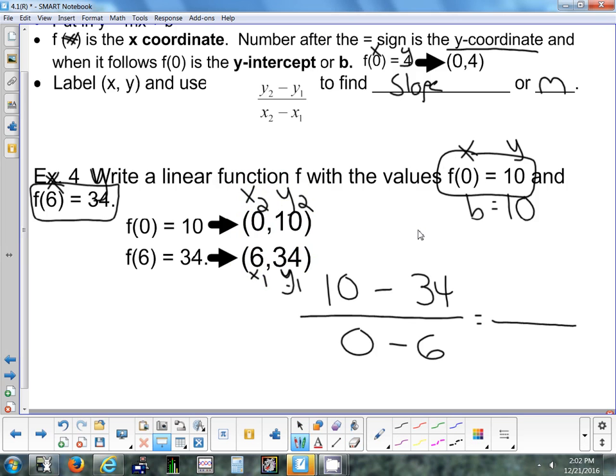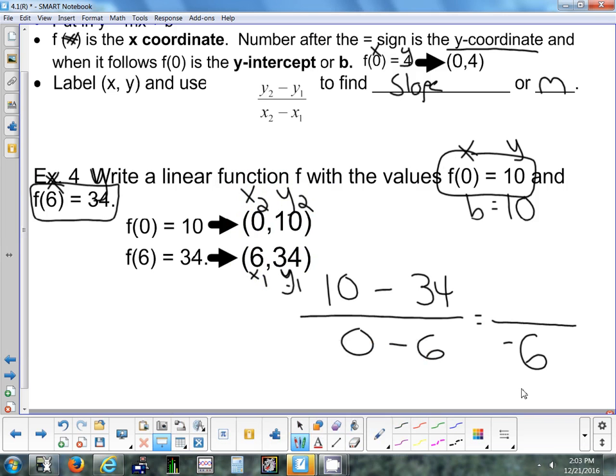All right. Let's do the bottom first. Side, can you help me with the bottom? 0 minus 6. Excellent. Thank you, Side. Top's a little bit tougher. Let's break it down.